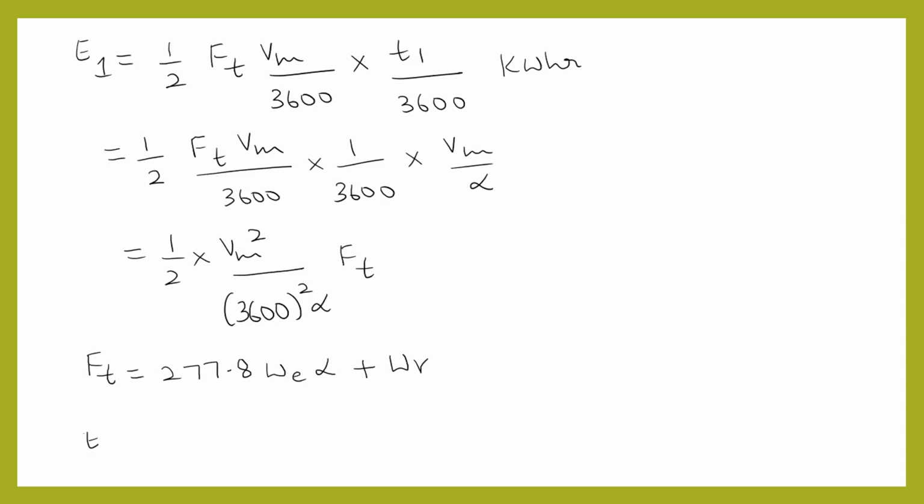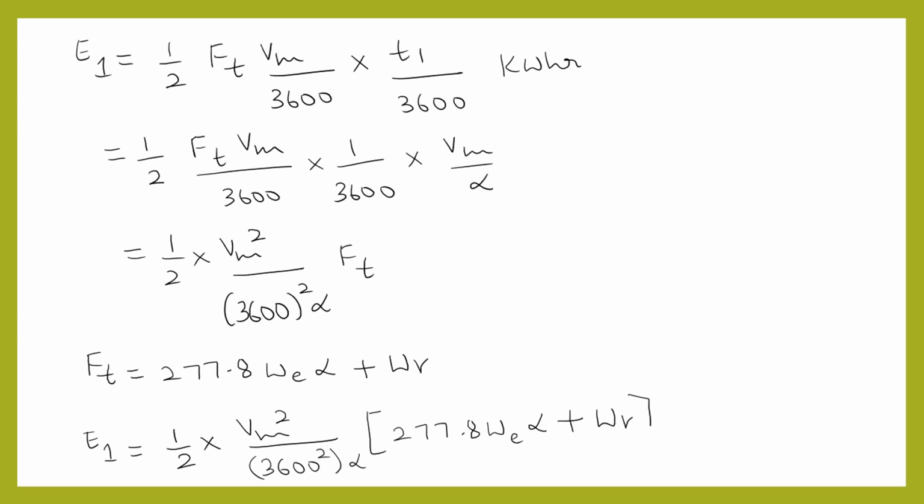Therefore, E1 is equal to half into Vm square by 3600 square alpha into 277.8 We alpha plus Wr in kilowatt hours.